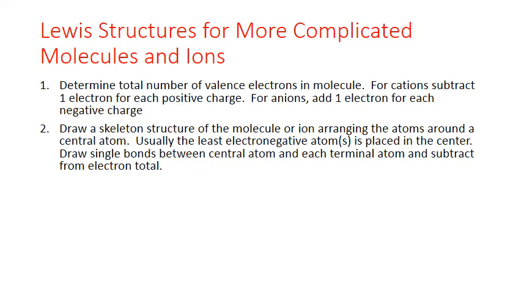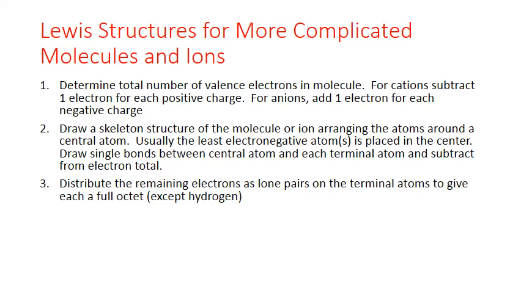Second, you draw a skeleton structure of what the molecule or ion should be by arranging the atoms around a central atom. If it's not clear which atom in the molecule should be the central one, it's usually the least electronegative. Then you draw single bonds between the central atom and each terminal atom and subtract those from the electron total.